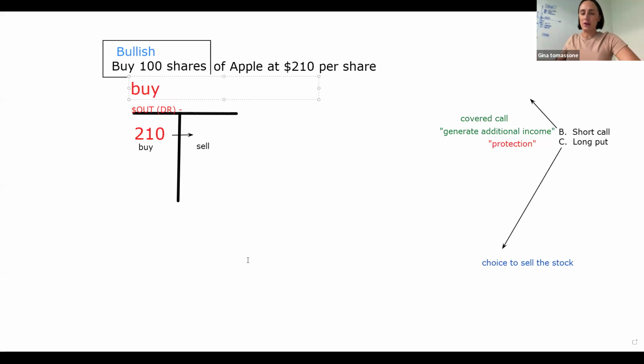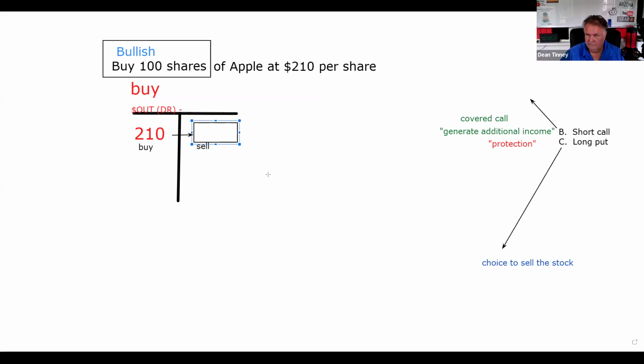Can I rewind for one second? I'm so sorry. When you're doing a covered call, it's opposite action, and when you're doing a protective put, it's also opposite action. You bought the stock, you want to sell the stock. So both of these are opposite actions. What we mean by that is you bought the stock, and the opposite action is to sell the stock. We bought 100 shares of Apple at 210. Okay, so you bought it.